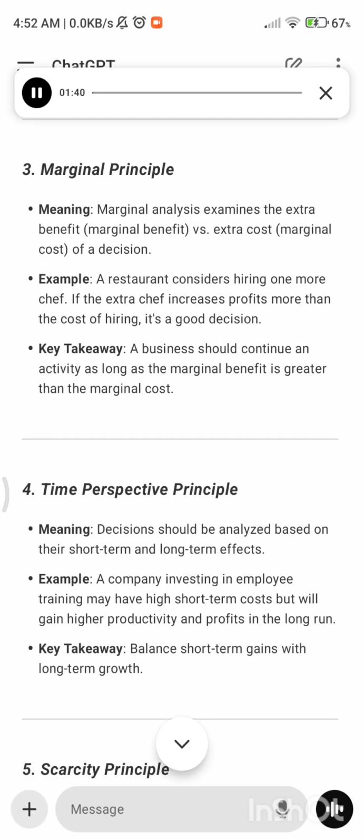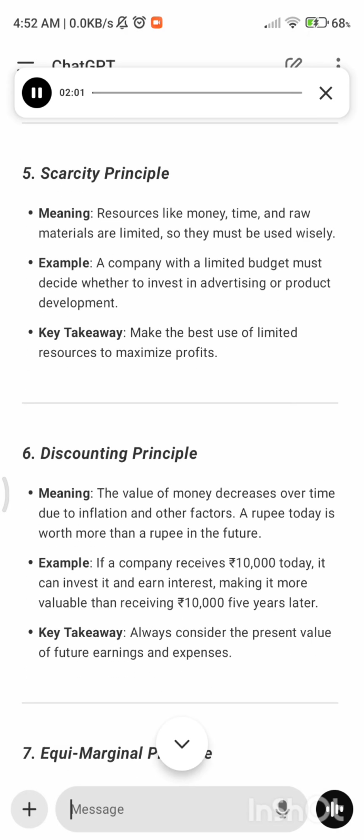4. Time perspective principle. Meaning: decisions should be analyzed based on their short-term and long-term effects. Example: a company investing in employee training may have high short-term costs but will gain higher productivity and profits in the long run. Key takeaway: balance short-term gains with long-term growth.